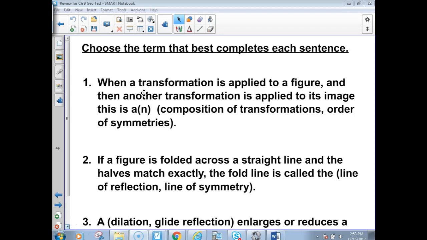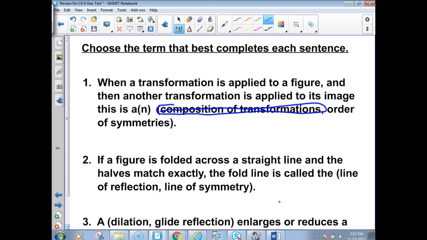All right, Chapter 9 review. Test is tomorrow. When a transformation is applied to a figure and then another one is applied to its image, that would be a composition. It's not order of symmetries. It's a composition of transformations. Oops, sorry, I didn't mean to cross it out, but whatever.